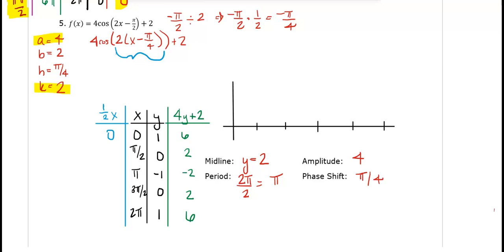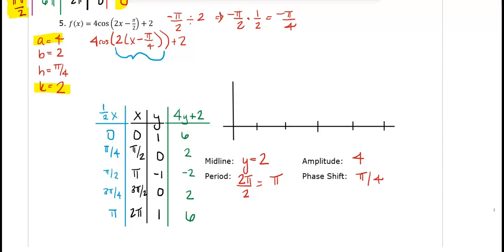So I have 1/2 x. And so when I start doing that, I'm going to go 0 times 1/2. Well, 0 times 1/2 is still 0. What would be pi over 2 times 1/2? Well, pi over 2 times 1/2 is going to get me pi over 4. I looked in the wrong spot of my brain here. And then pi. When I multiply that by 1/2, that's going to get me pi over 2. 3 pi over 2 times 1/2 is going to get me 3 pi over 4. And then 2 pi times 1/2 is going to get me pi.